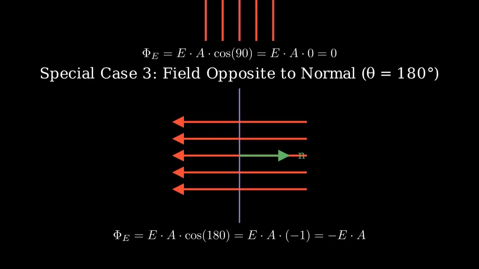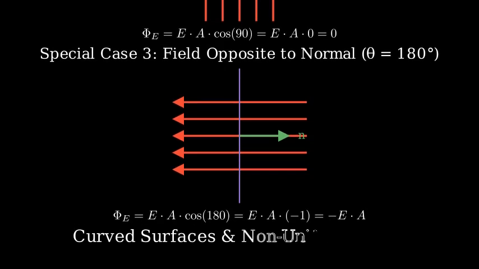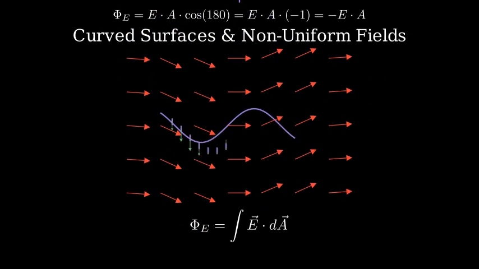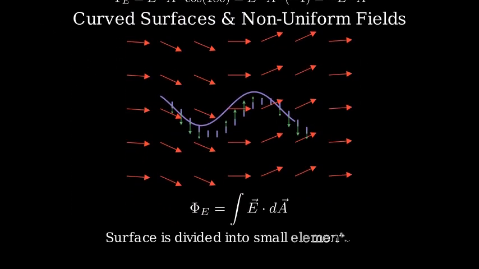For more complex scenarios like curved surfaces or non-uniform electric fields, we need to use calculus and integrate over the surface. Phi equals the integral of E dot dA. We divide the surface into small elements, calculate the flux through each element, and sum them all up through integration.